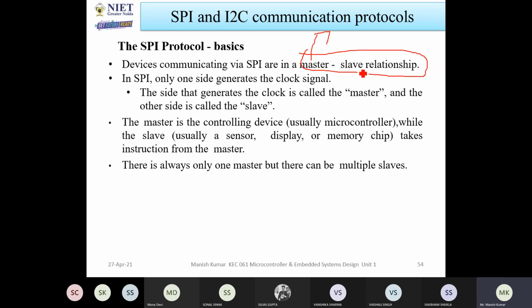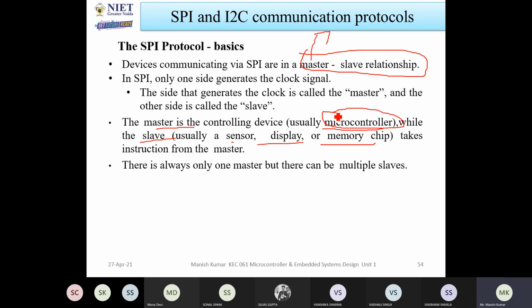That's why the master will control all the slave devices. Generally, what will happen in the master case? Master devices are usually microcontrollers, while the slave devices are usually a sensor, display, or memory chip. The microcontroller generates the clocks, and it does the operations if it wants to use the sensor, the display, or the memory chip. But the sensor, display, and memory chip are of no use without a controller.